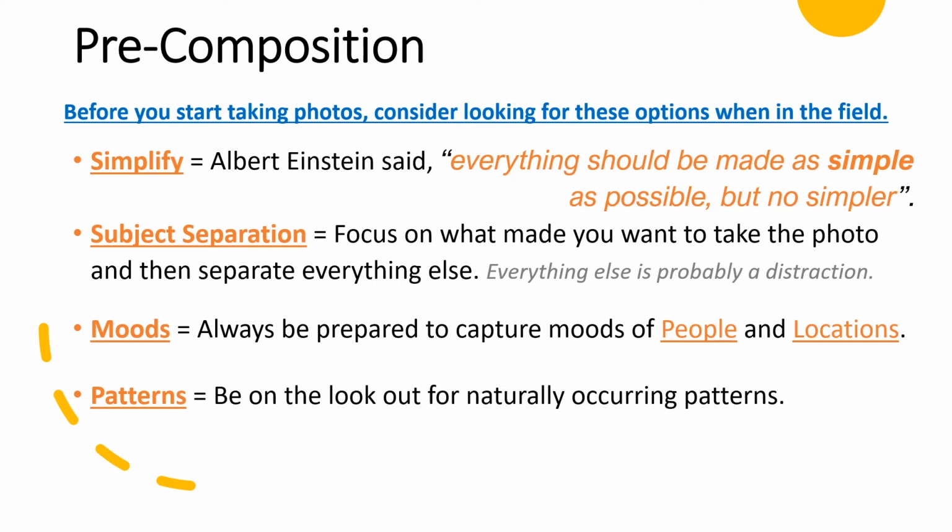Alright, so before we get started, anybody going out to take photos, you should consider looking for these options when you're out in the field. Think of it as a pre-composition. Alright, so you want to simplify everything. Albert Einstein once said that everything should be made as simple as possible, but no simpler. You also want to pay attention to your subject and separate everything else. We call this subject separation, so focus on what you want in the photo and then separate everything else. Everything else is probably just a distraction anyways, right?